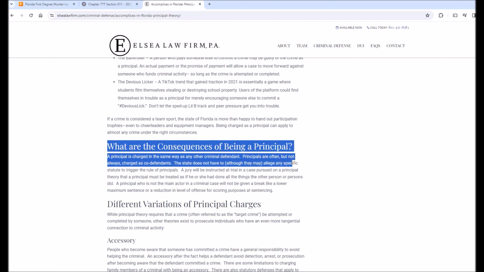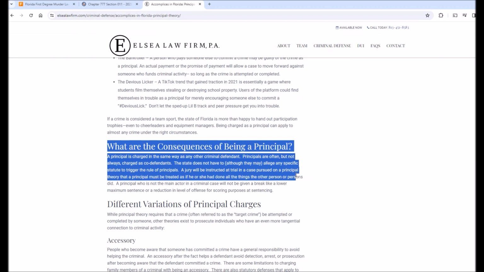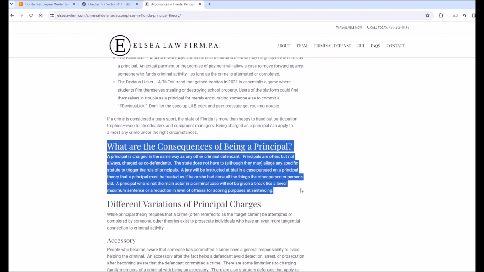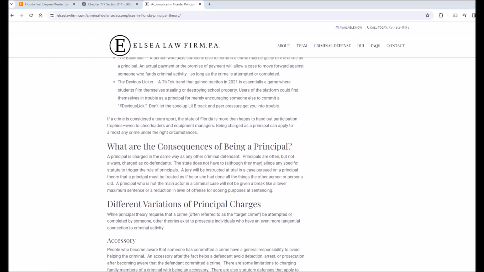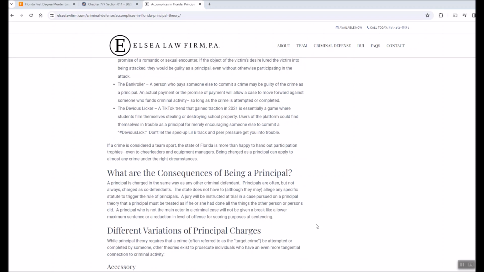Principals are often, but not always, charged as co-defendants. The state does not have to, although they may, allege a specific statute to trigger the rule of principals. A jury will be instructed at trial in a case pursued on a principal theory that a principal must be treated as if he or she had done all the things the other person or persons did. A principal who is not the main actor in a criminal trial will not be given a break like a lower maximum sentence or reduction in level of offenses for scoring purposes at sentencing. So he definitely is a principal.